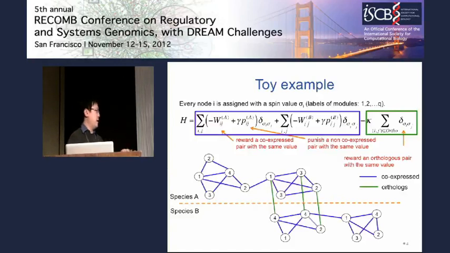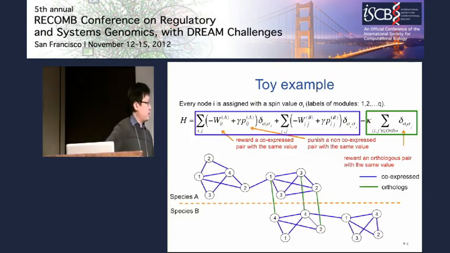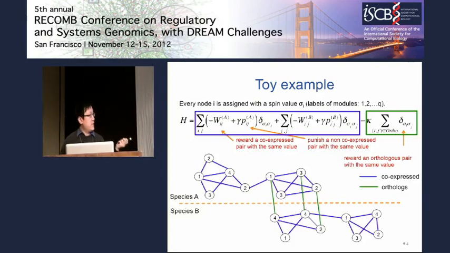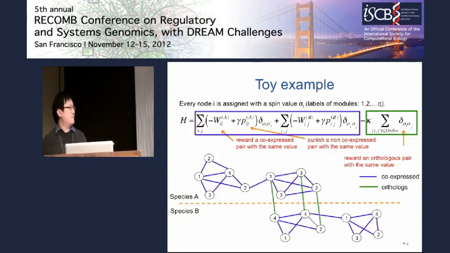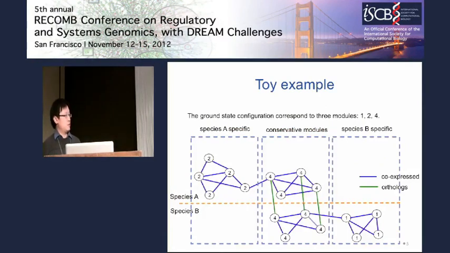So, of course, this is a random assignment at the beginning. So here, you can imagine that the energy wouldn't be that low. But the essential idea behind this mathematics is that the energy function is looking for dense regions in the networks, as well as trying to align them across the species. So the ground state energy of this toy model is something like this one. So at the end, 3 modules emerge, labeled module number 1, number 2, and number 4.